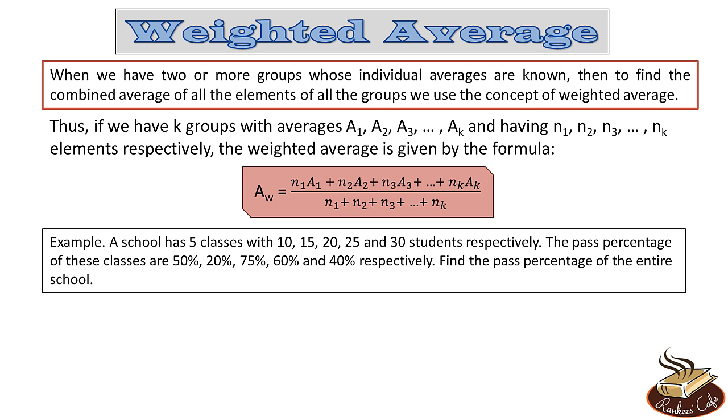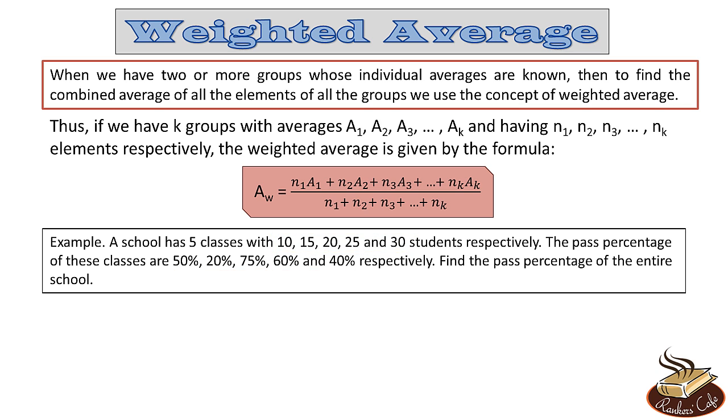A school has 5 classes with 10, 15, 20, 25 and 30 students respectively. The pass percentages of these classes are 50%, 20%, 75%, 60% and 40% respectively. Find the pass percentage of the entire school. In this case, to find the average of the entire school, we cannot just simply find the average of 50, 20, 75, 60 and 40. Why not? Because each class has a different number of students, or different weights. So we will use the concept of weighted average here.